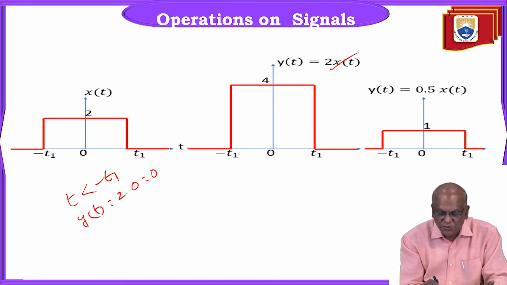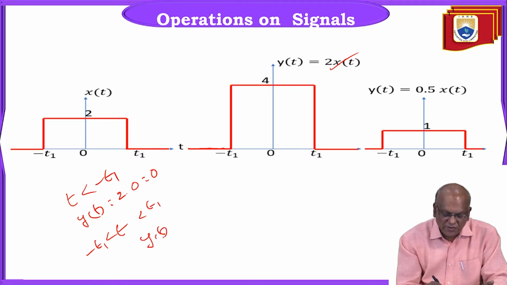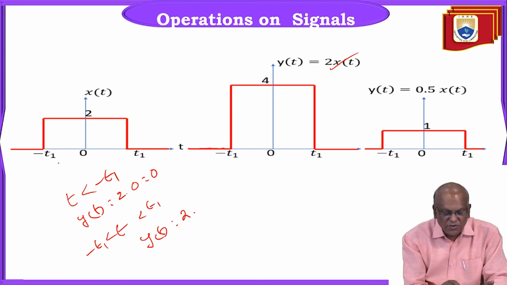You can see this portion is the t axis. Suppose t lies between minus t1 and plus t1. Then y of t equals 2 times x of t, and in the range minus t1 to plus t1, x of t equals 1, so y of t equals 2.